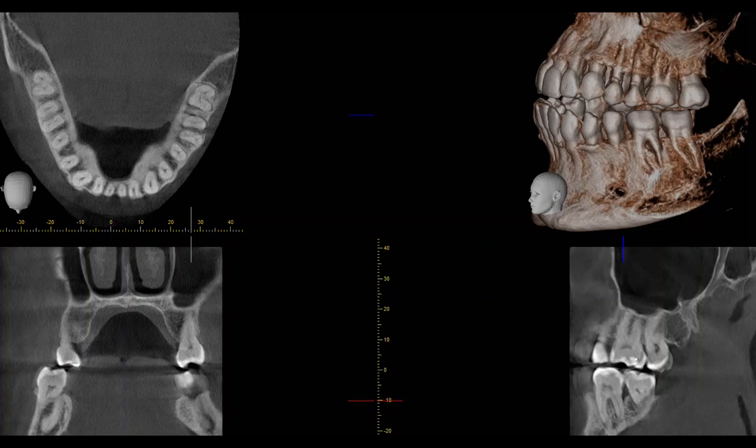Well, that's it for this video. The next video will review injection techniques based on an anatomy review from the CT scan.